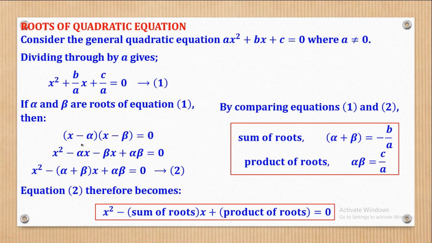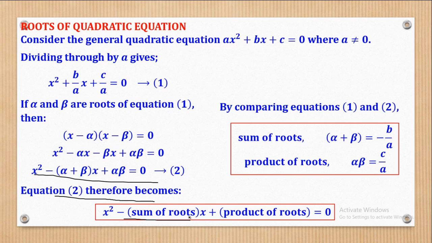So when I open brackets, I'll come up with this. Then collect like terms. Here x is x, you'll come up with this. So we shall call it equation 2. Therefore, we shall come and say that equation 2 therefore becomes this.